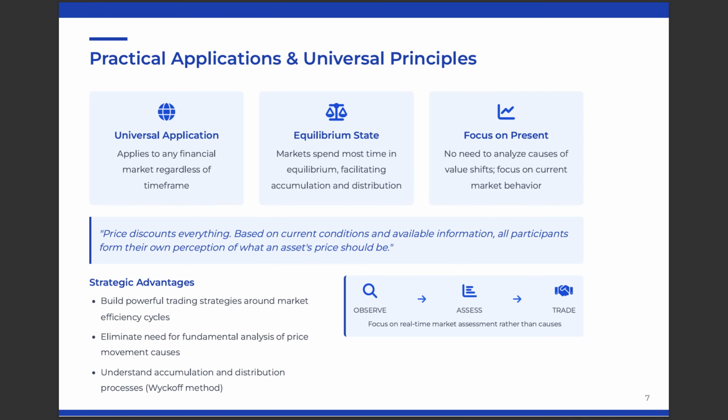The beauty of auction theory lies in its universal application. It works on every market, every time frame, everywhere. Whether you're dealing with stocks, currencies, commodities, or even the unpredictable world of cryptocurrency, these principles stand steadfast. And here's the truly liberating part. Instead of getting bogged down with the question of why the market is moving, simply focus on understanding how it moves based on current conditions. The market, in its infinite wisdom, reveals all through price, time, and volume.